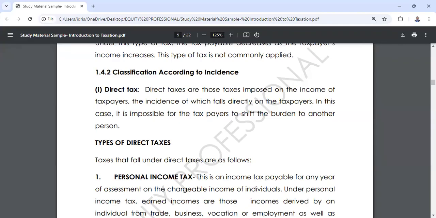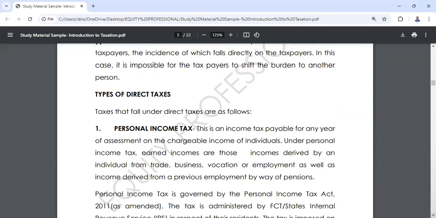Okay. Direct tax. They are the taxes imposed on income or profits. Example of direct tax. Under direct tax, we have different types of direct tax.